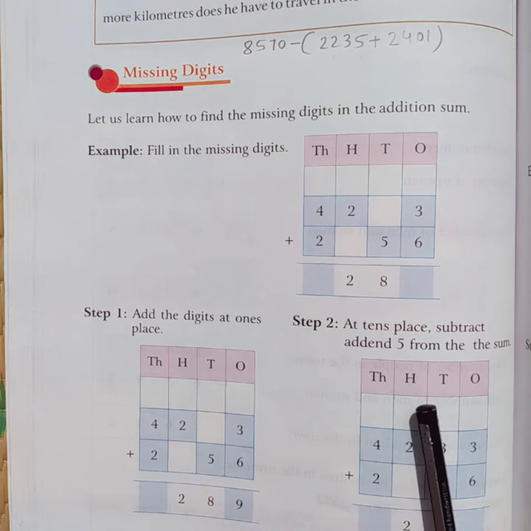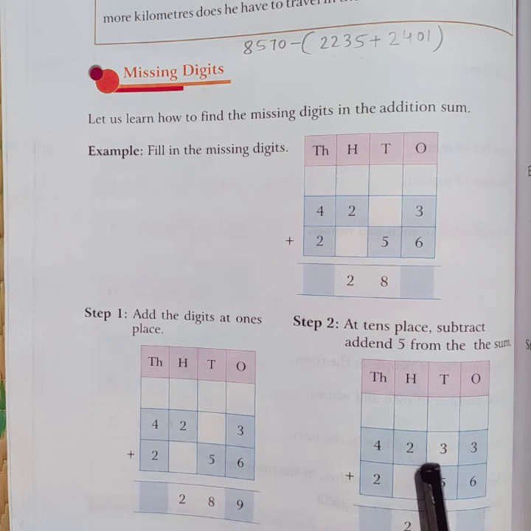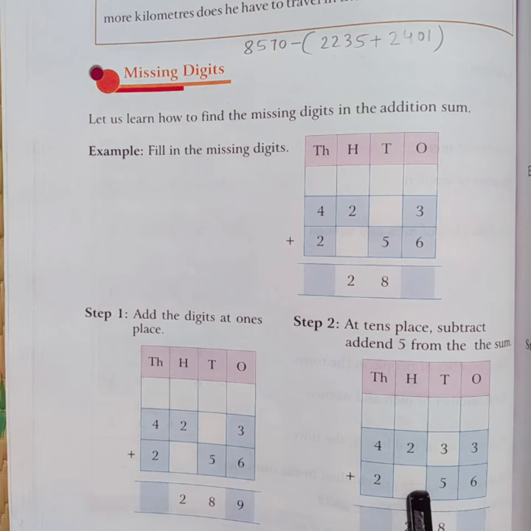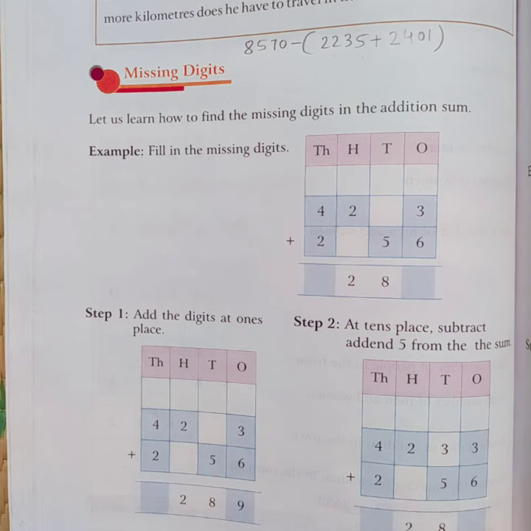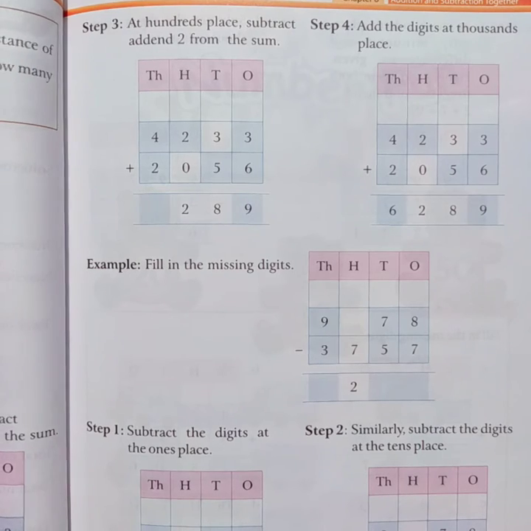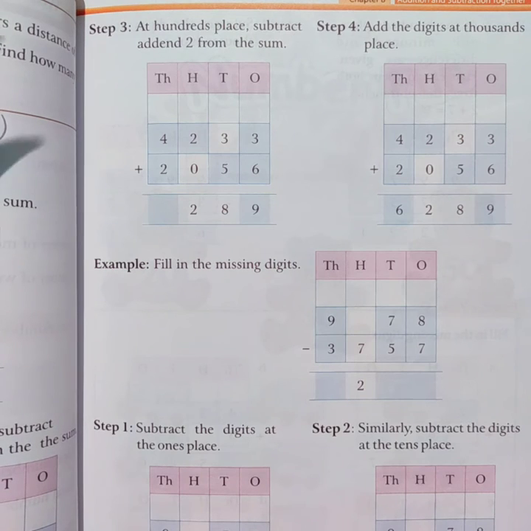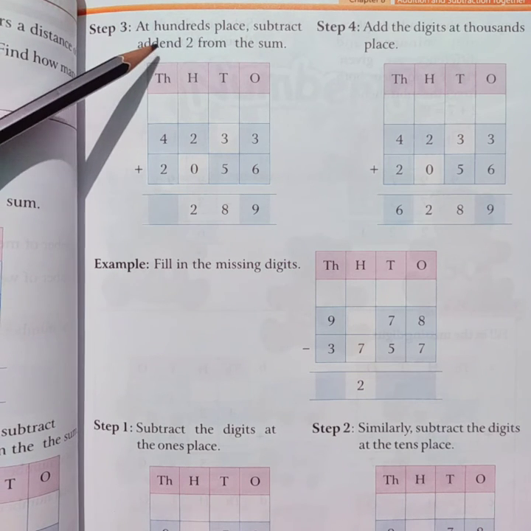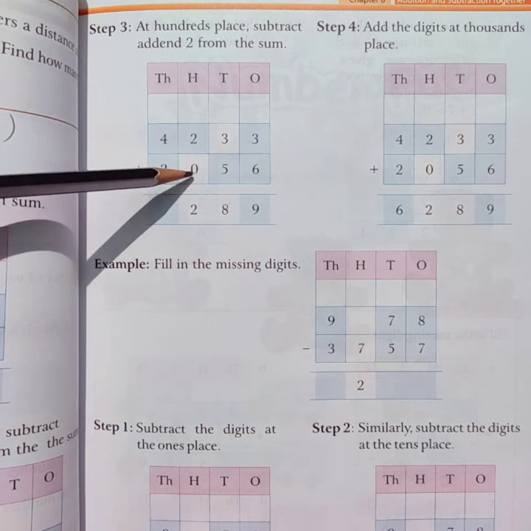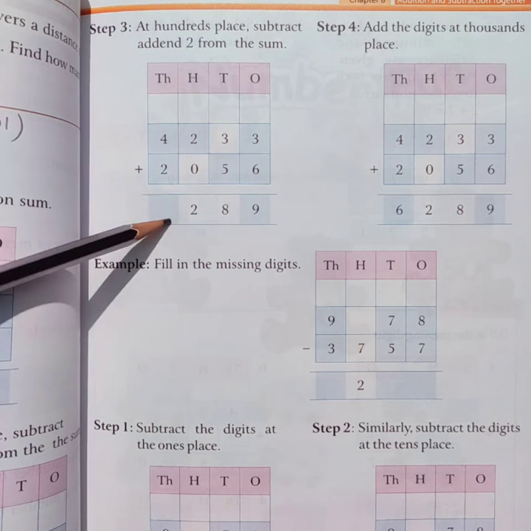Understood? Next, in the hundreds place we have only 2. They have missed one more hundreds digit. So how much do we need to add to get 2? Here 0. So 2 plus 0 becomes 2 only. So see here children, at the hundreds place, 2 plus 0 becomes 2 only.